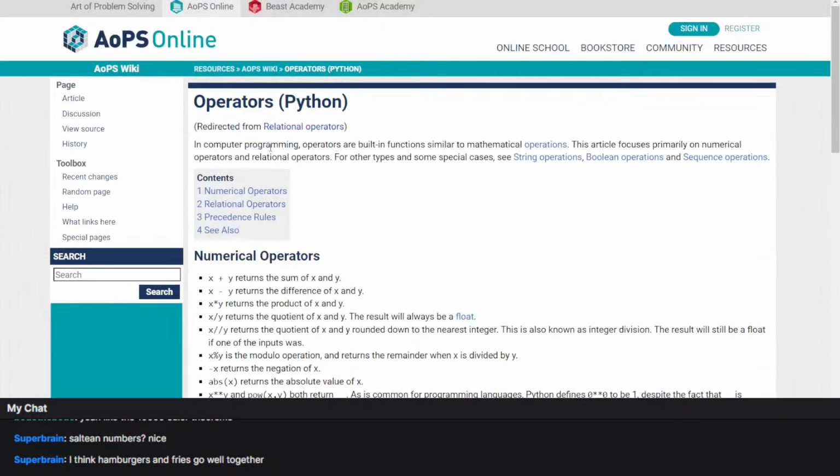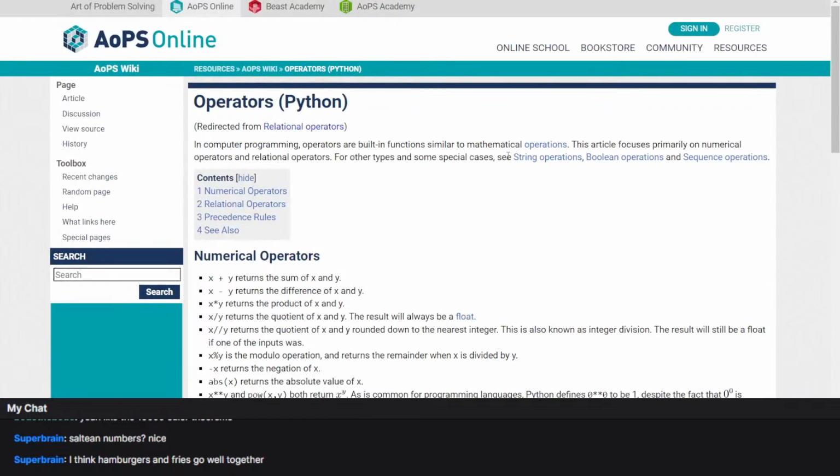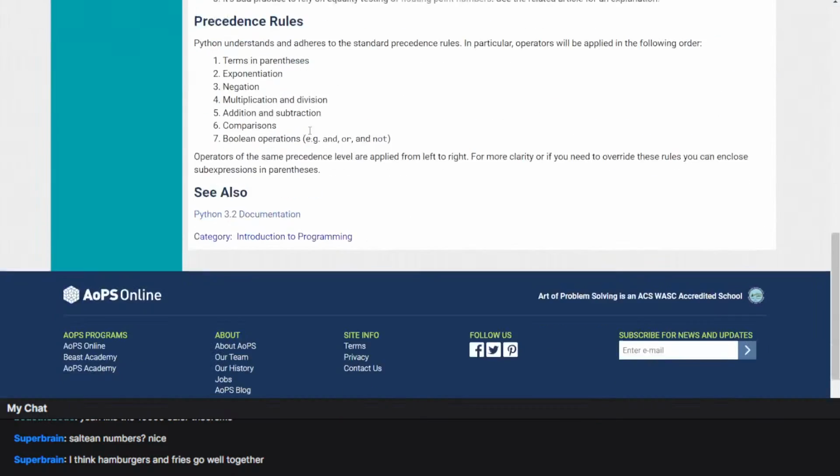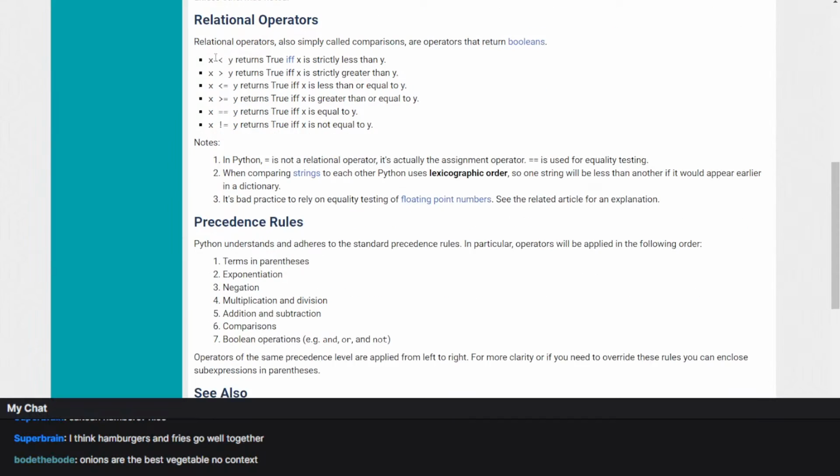So, oh yeah, it's gonna be like greater. Is this specifically for Python? Oh yeah, Python operators. Let's look at them real quick. Wait, those are numerical. So they're called relational operators. Less than, greater than, less than or equal to, greater than or equal to, equal to, not equal to. Bodefi says onions are the best vegetable, no context. Okay. They have layers.